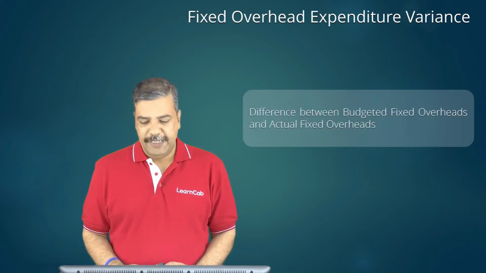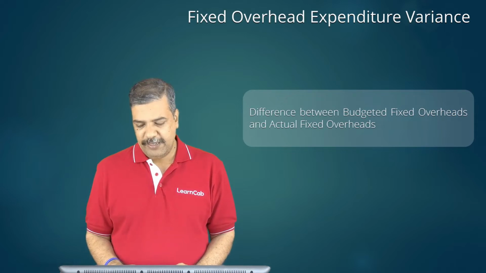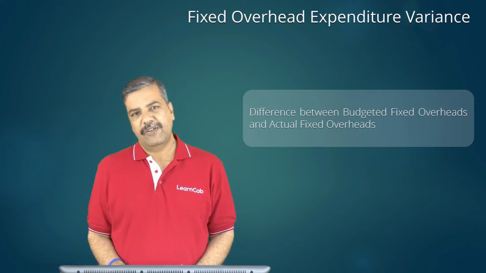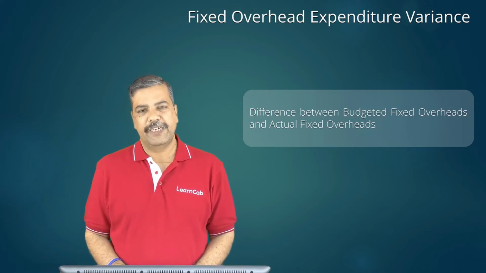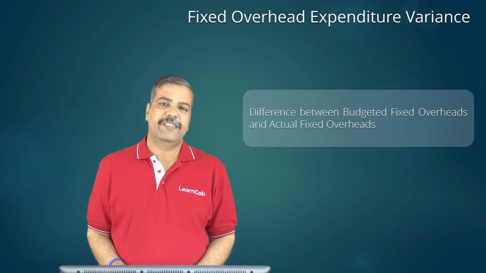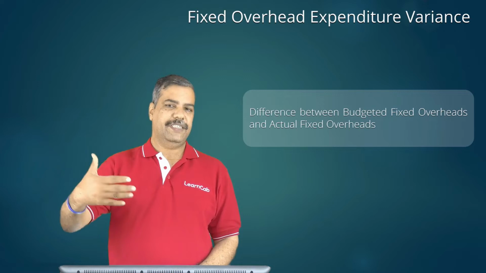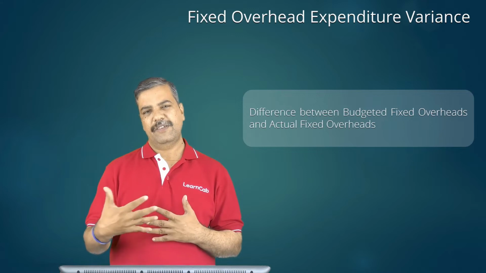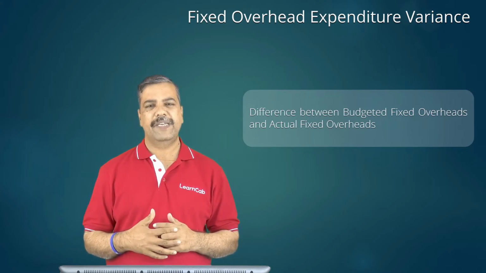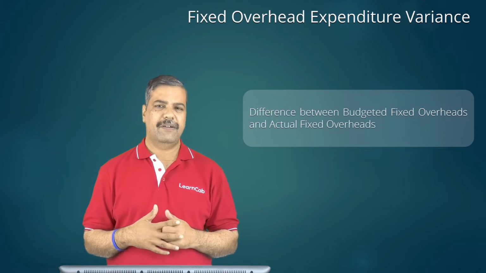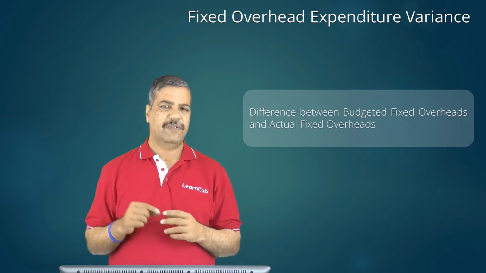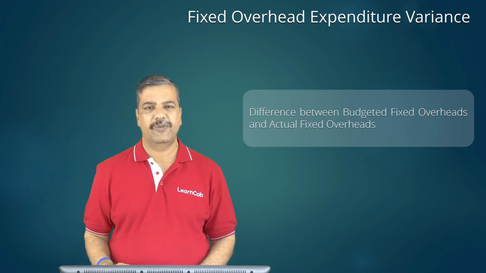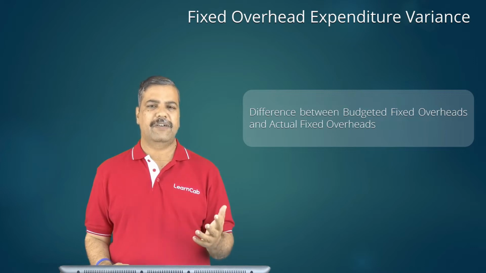Next, fixed overhead expenditure variance. It is the difference between budgeted fixed overheads and actual fixed overheads. Every time I prepare a budget, I know what cost I am supposed to incur for my fixed overheads in that particular year. I make the provisions for all these things based on the agreements I've signed. Since it's future oriented, most of the time numbers will be right, because most of the numbers are derived from the contracts or agreements I enter into. So I predict what the cost should be.